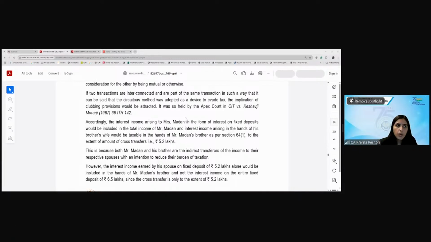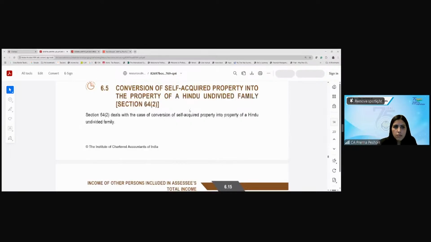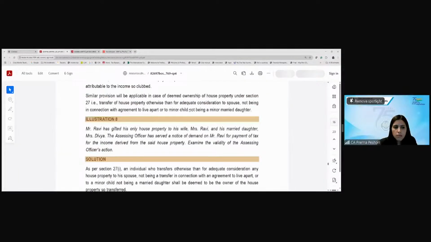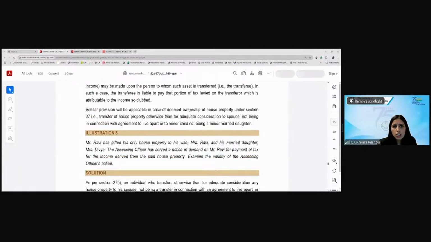Thank you. Okay. Next question is basically illustration 8. The next illustration only. Small question. Ravi has gifted his house property to wife, Mrs. Ravi, and his married daughter, Mrs. Divya. AO has served a notice of demand on Ravi for the payment of the tax for the income derived from the said house property. Because if the income is clubbed, the AO will issue the notice only to Ravi. Examine the validity of the AO's action.